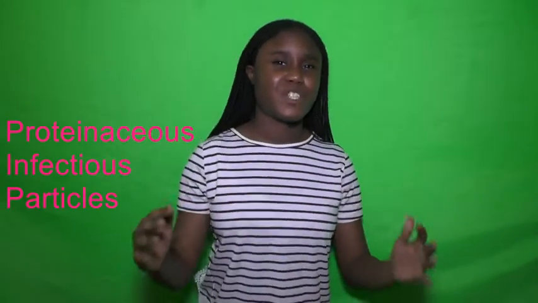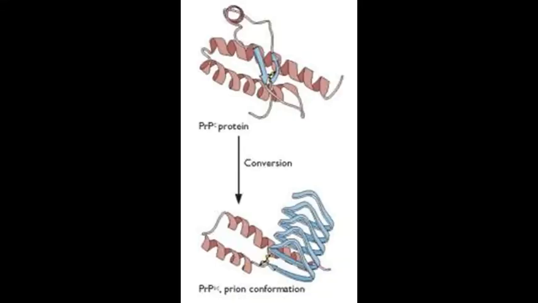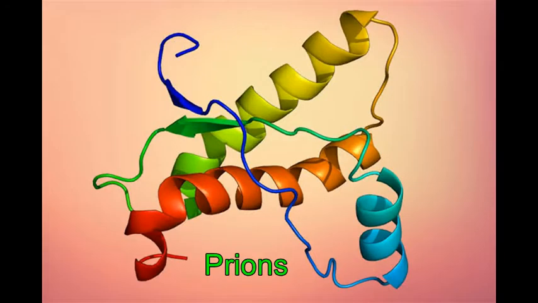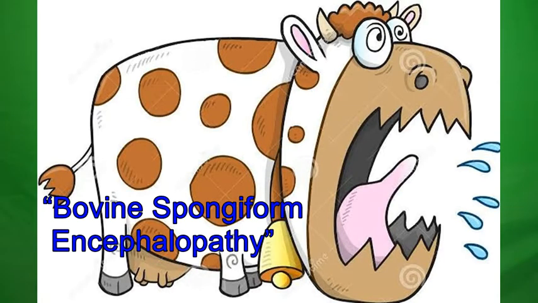But if this misfolded protein is a proteinaceous infectious particle, instead of being converted to its normal protein form, it will convert the normal proteins around it into its proteinaceous infectious particle state. Proteinaceous infectious particles are also known as prions. Prions cause neurodegenerative diseases. One of the major diseases caused by prions is bovine spongiform encephalopathy, also known as mad cow disease.